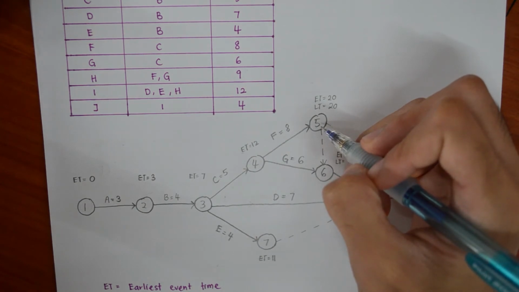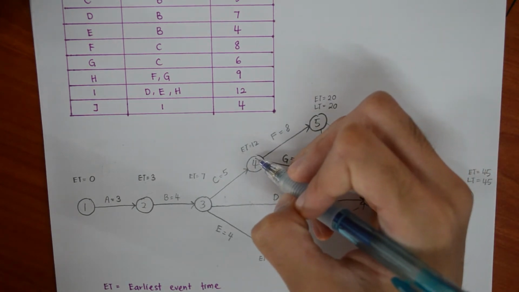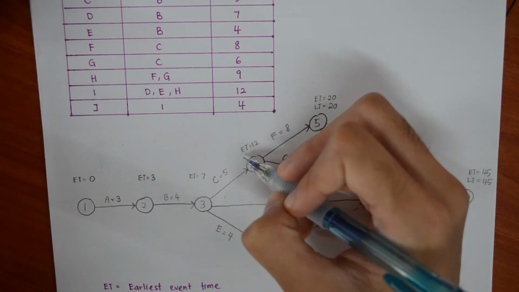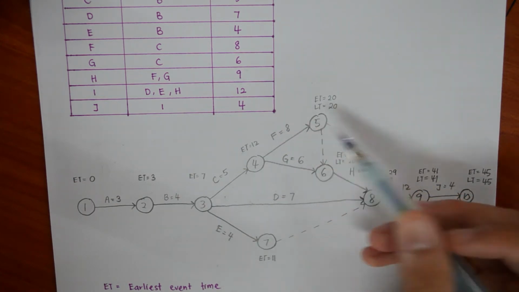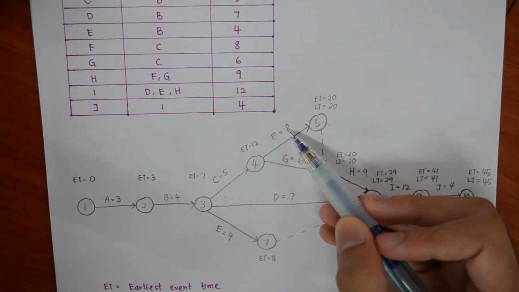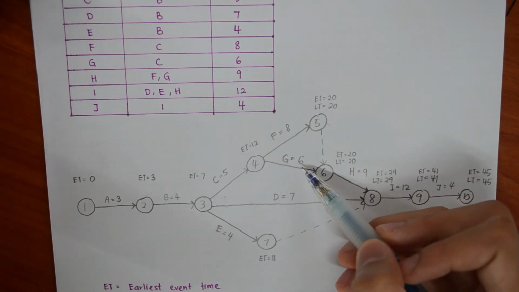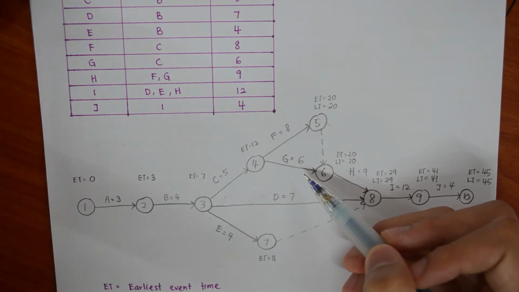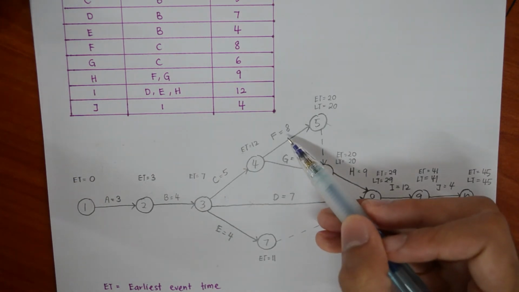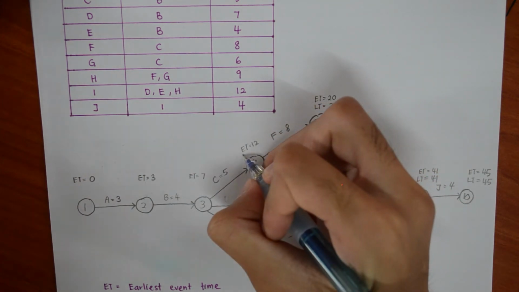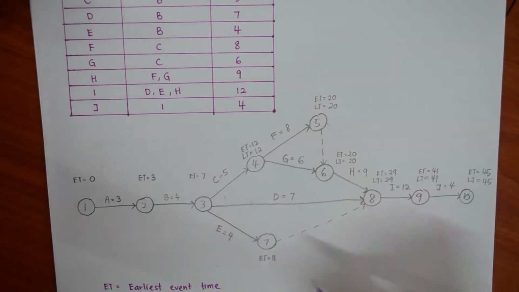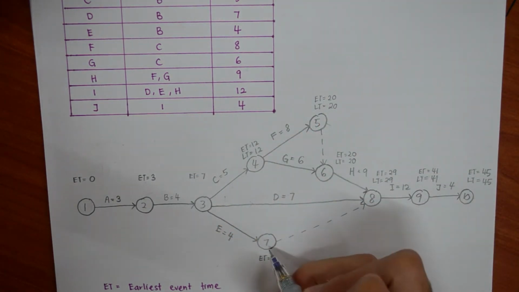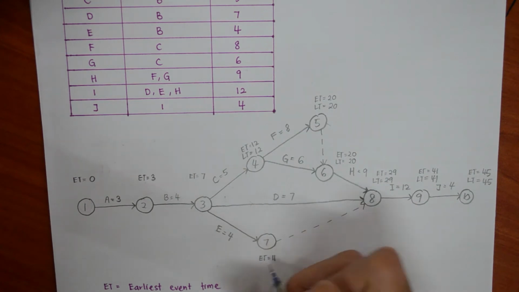Now to find the LT for node 4, we have to compare the LT from node 5 and node 6, but they both have to subtract the duration of the preceding activity. So 20 minus 6 will be 14, 20 minus 8 will be 12, so LT will be 12. Right. For node 7, there is no duration for the dummy, so LT will still be 29.